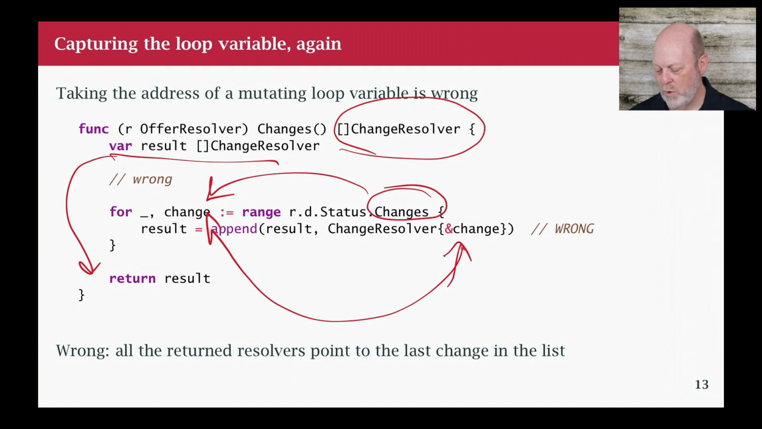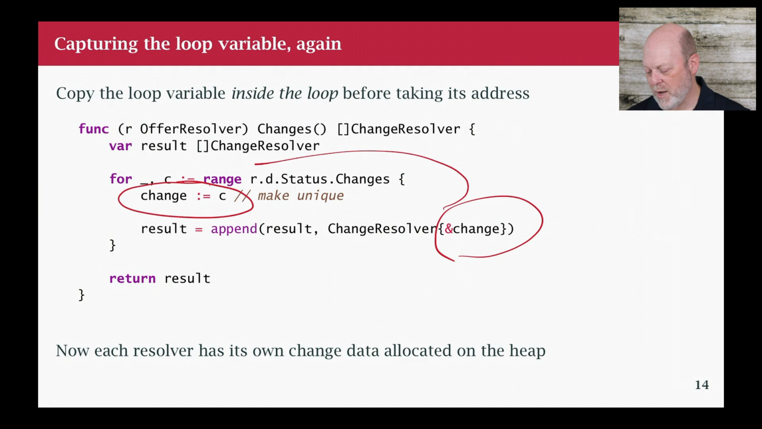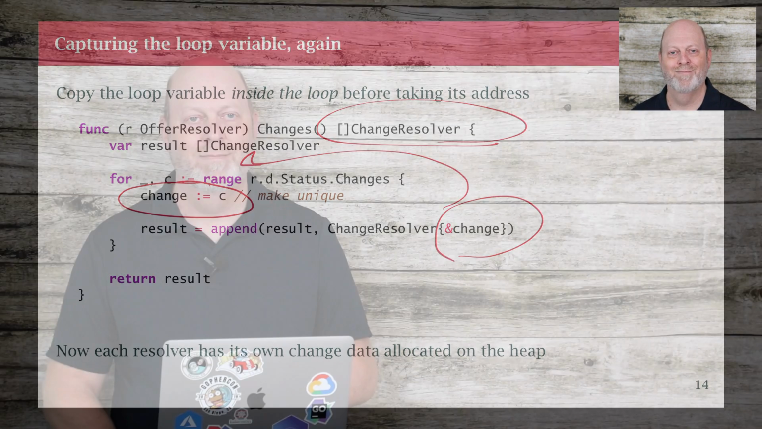All right? And again, we fix this by doing a local variable, right? But it's not a closure capture this time, again, because there's no closure here. But I am keeping a reference to something I'm iterating over, and I can't do that by taking the address of the loop variable. So again, inside my loop, I make a local copy, and then I take the address of the local copy. And so now when I'm done, this slice of change resolvers, every one of them has a pointer to a separate change.